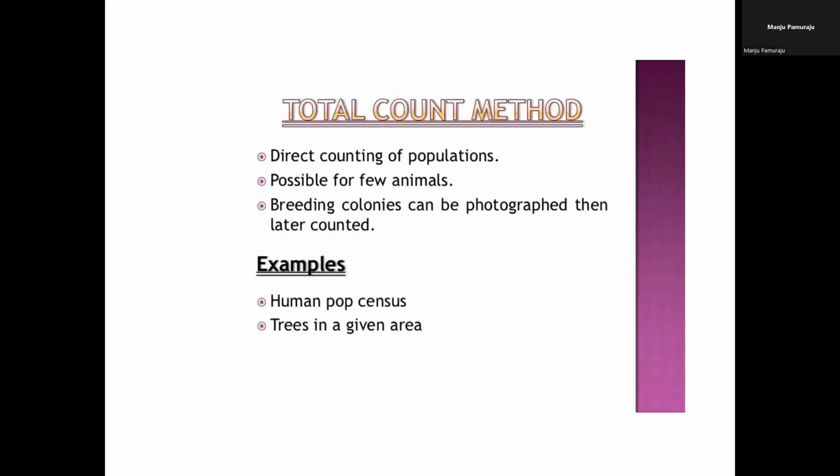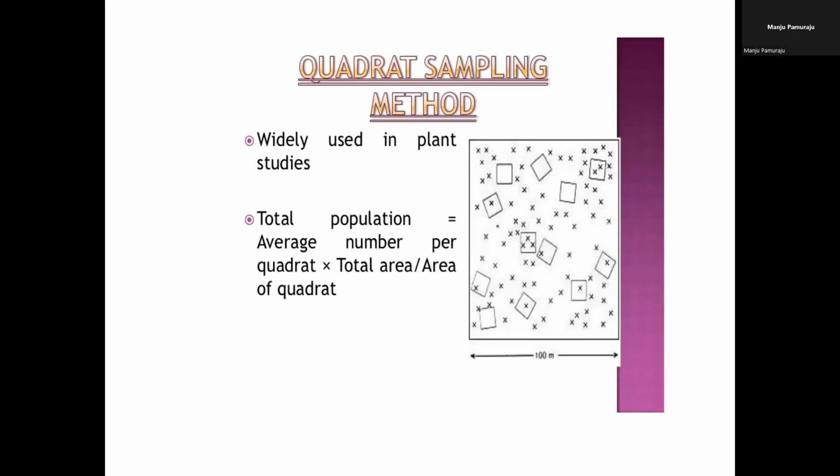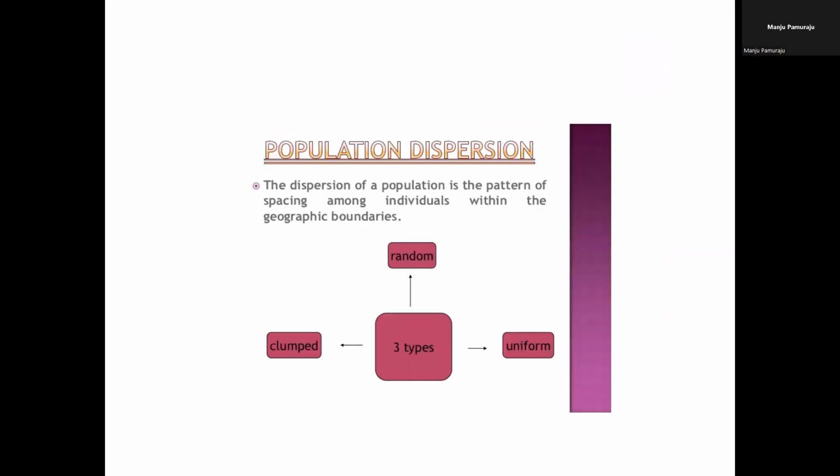In the total count method, there is direct counting of the population. Next is the sampling method. In the sampling method, there is the plot based method and the capture based method. The quadrat method is important. Next is population dispersion, which is the arrangement or pattern of spacing of individuals in a particular area. The common population dispersion is the clumped pattern, and random is the less common pattern. You should remember these points in today's topic.